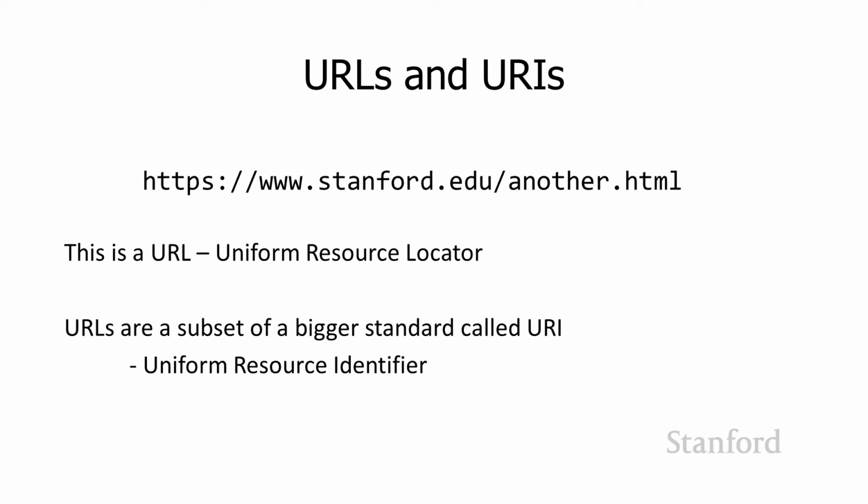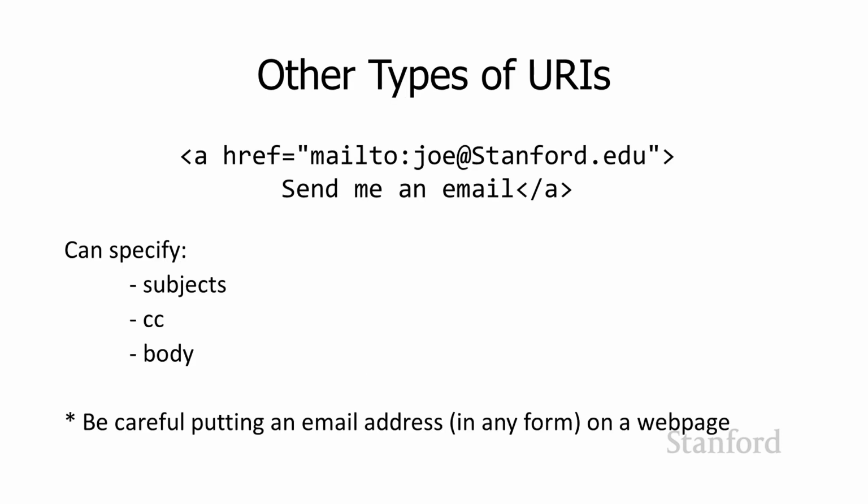It turns out that our URL, Uniform Resource Locator, is actually a subset of a much bigger standard called URI, for Uniform Resource Identifier. And there's a whole bunch of URIs, and some of these are actually kind of handy. Probably the handiest of them is the mailto URI. You can use this to create a link on your web page where somebody clicks on a link and they mail a message to you.